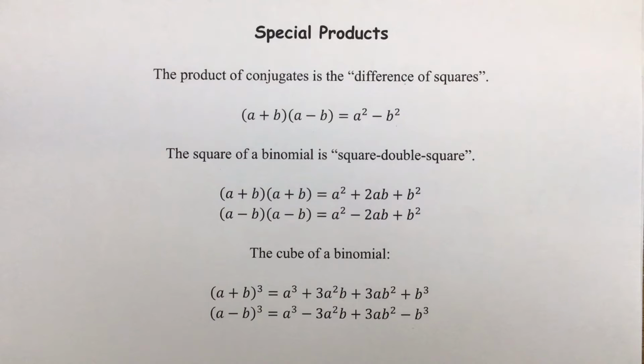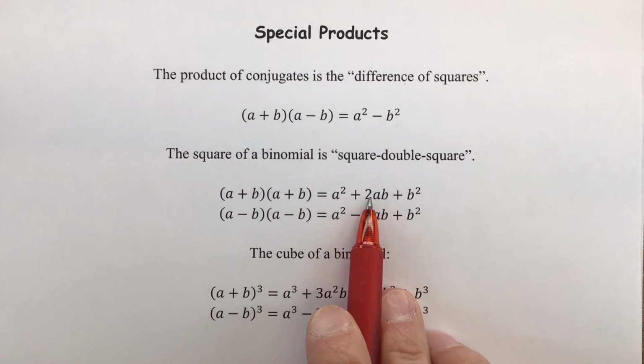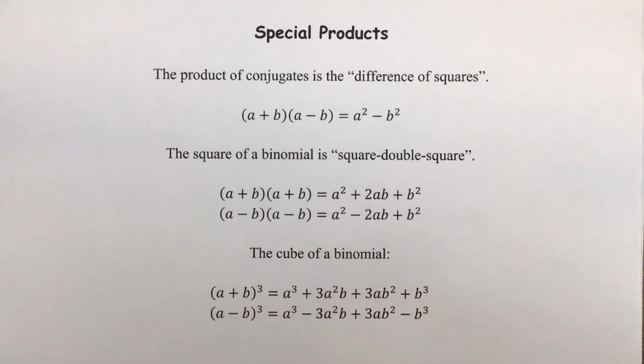Okay, so the square of a binomial does not cancel out that middle term. But the two terms that would be created when you're distributing and doing all your multiplication become identical to each other. They become a product of a and b, and you get two of them, so you're going to end up with a coefficient of 2. You can sometimes refer to this as square, double, square.